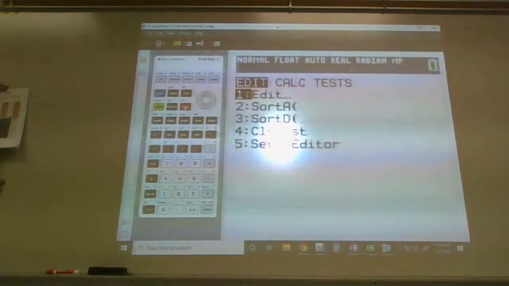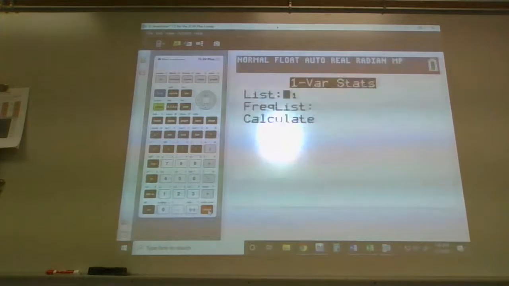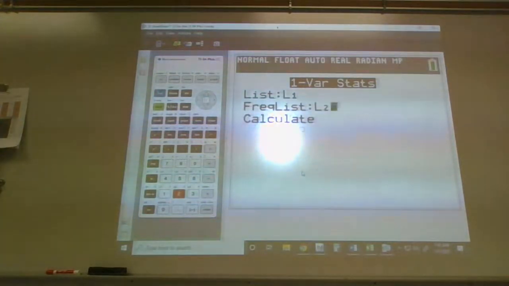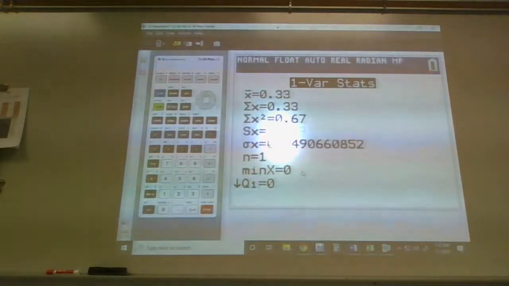Let's see, stat, calc, 1-Var Stats, and as we discovered last time, under frequency list, you need to type in L2. The easiest way to get L2 is second 2. That makes sense because the first list is the number of repairs, and the second list is the frequency in which those repairs show up: 80% of the time, 11% of the time, etc. But you do need to do that in order to get the proper expected value, which, as you can see at the top, is 0.33.